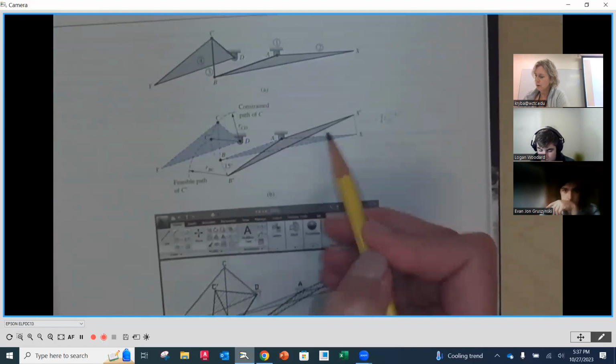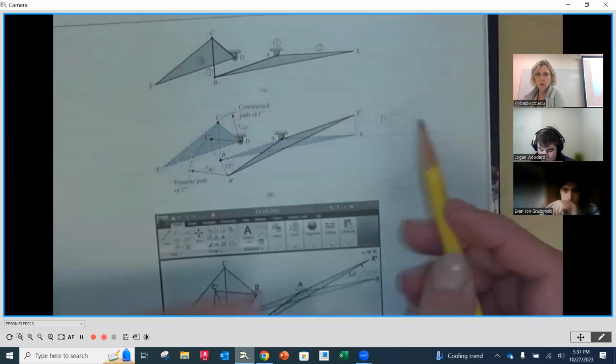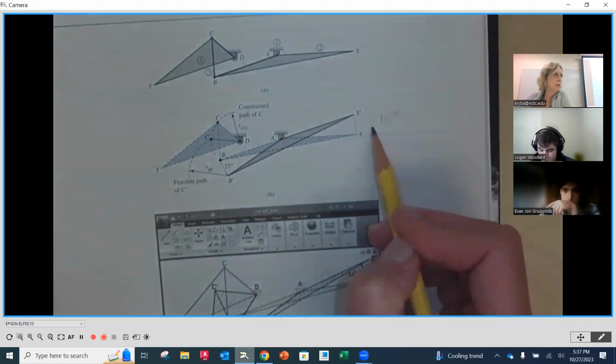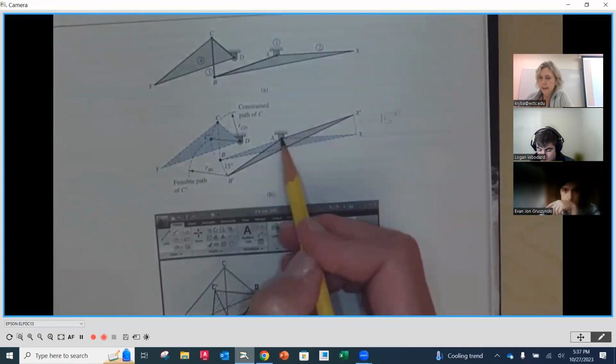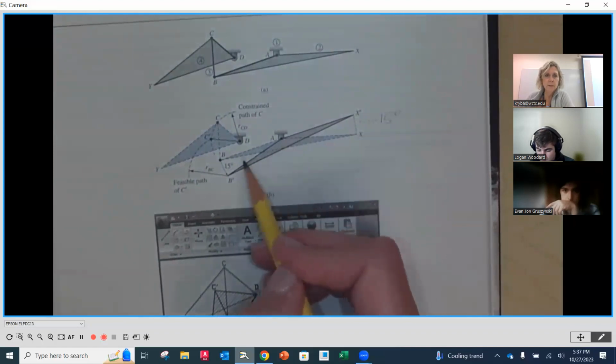The gray now is the new one. We're going to take that and rotate it open, so it's going to stand open 15 degrees, okay? And that's going to rotate about this point right here. And the 15 degrees translates down here as well.